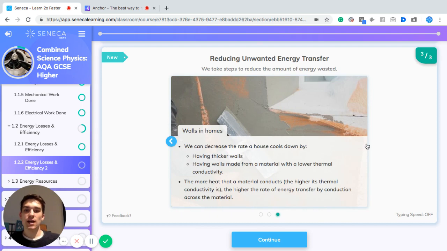And a final example are the walls in homes. So we can decrease the rate at which a house cools down by either having thicker walls or having walls made from material with a lower thermal conductivity. So that means it will be able to conduct heat a lot less well than something with a higher thermal conductivity. So the more heat that a material conducts, the higher the thermal conductivity is, and the higher the rate of energy transfer by conduction across the material.